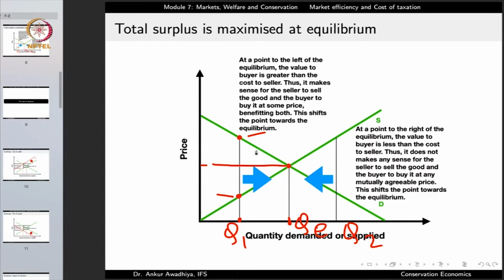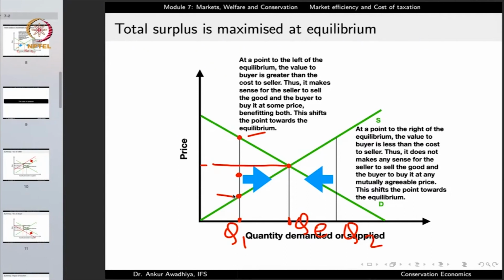So suppose they choose a price, say somewhere here, and at this price, we are not talking about the equilibrium price, but we are saying that at any mutually agreeable price, so at any price between this point and this point, if the buyer and the seller make the transaction, that is, the buyer buys the good from the seller, in that case, both of them will be benefited. Both of them will increase their surplus.